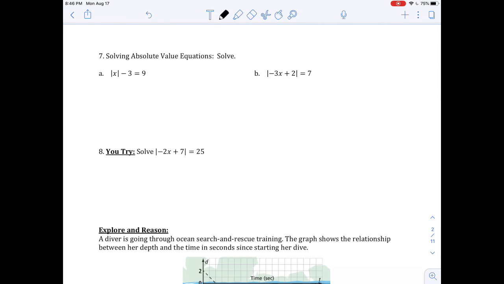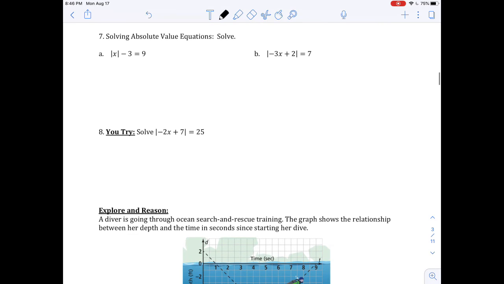All right, number 7. Our last prerequisite skill would be solving absolute value equations. And when you solve absolute value equations, those bars actually mean something. All right? And so when you solve, you end up setting up 2 equations. So let me walk you through the first 2 and then we'll practice one.